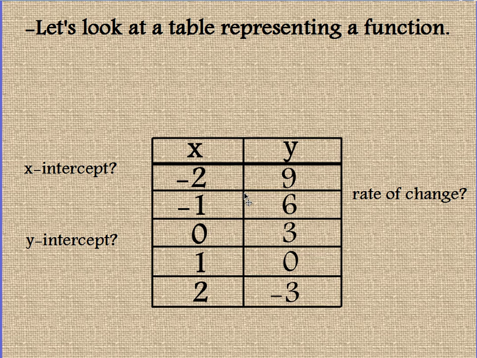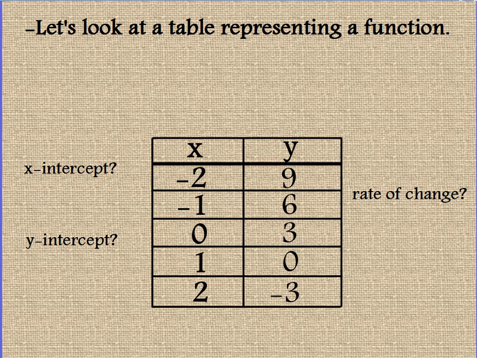We want to write the equation of a line for the function that's represented in this table. And when you look at a table that represents a function, every row in that table represents a point on the graph. So for instance, we know that our graph contains the points -2, 9, -1, 6, 0, 3, and so on.